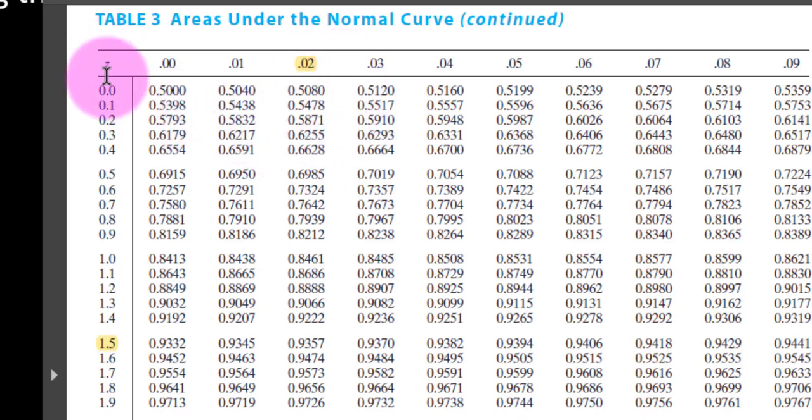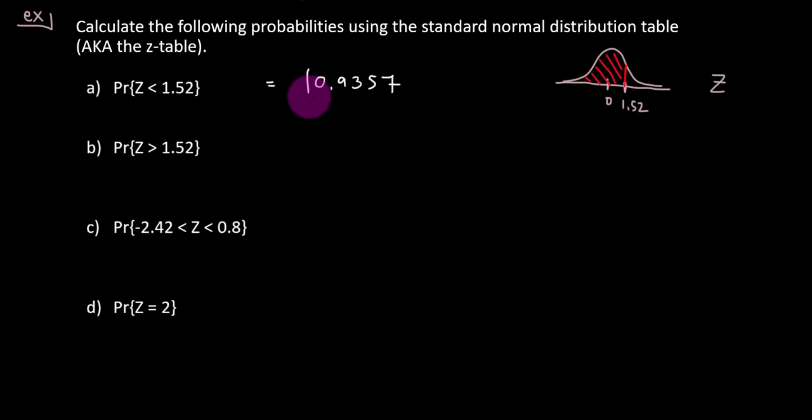So the rows here give you the ones digit and the tenths decimal place. The columns provide the hundredths decimal place. And I know which row and which column I want to find, and so that is our solution: 0.9357. And maybe I'll even represent that in our image over here, 0.9357. Awesome.